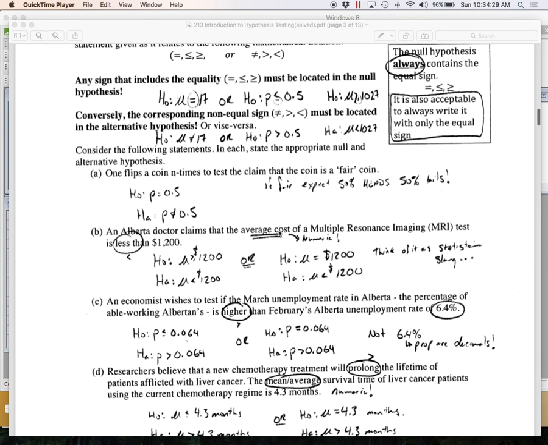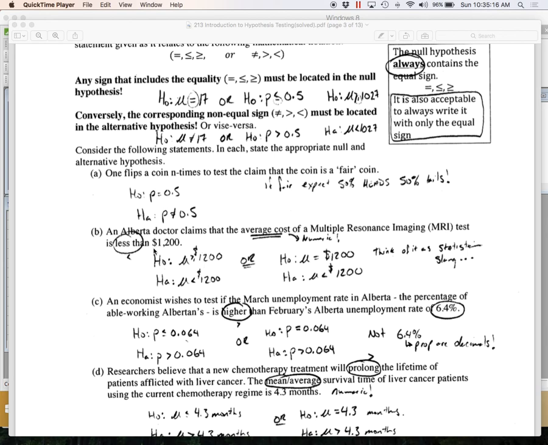An Alberta doctor claims that the average cost of an MRI is less than $1,200. Okay, so here, average cost. First of all it says average, that's one big giveaway, and cost, of course, is numeric. It is a measurement represented by a number. So here we know that the parameter should be mu. We look closely at the claim that's being made here, we're decoding these words, this word is less than 1,200. Not less than or equal, but strictly lower than. This sign, because it does not contain the equal sign at all, must be in the alternative. There's only one place for it to go, and that's the alternative.